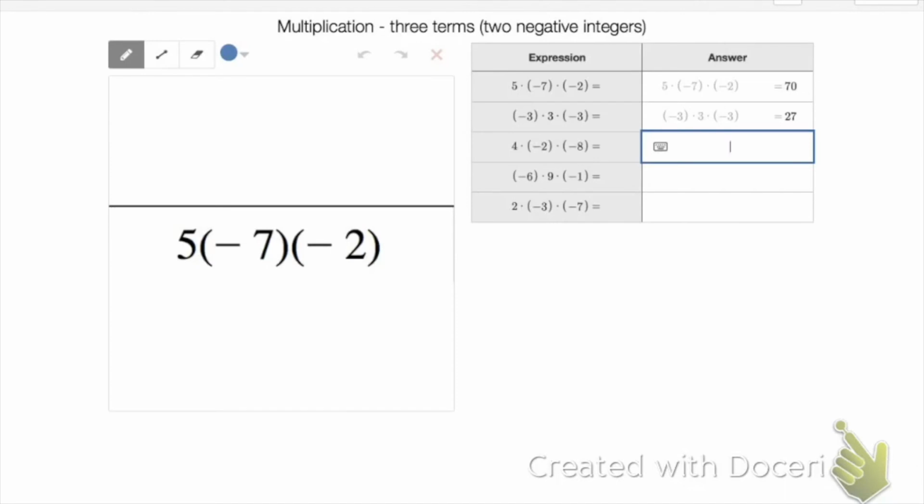The next problem, 4 times negative 2 times negative 8. Once again, we see 2 negatives. So our answer will be a positive answer. Let's find out what is the final answer for this. 64, positive. Next one, we have 2 negatives again. Negative 6 times 9 times negative 1. Positive 54. 2 times negative 3 times negative 7. And the answer is positive 42.